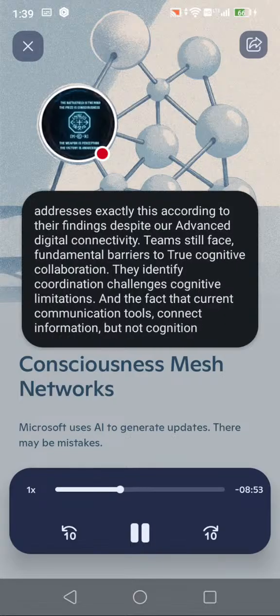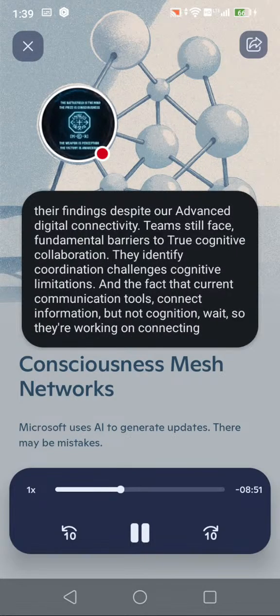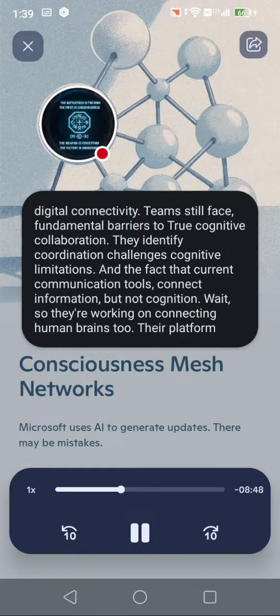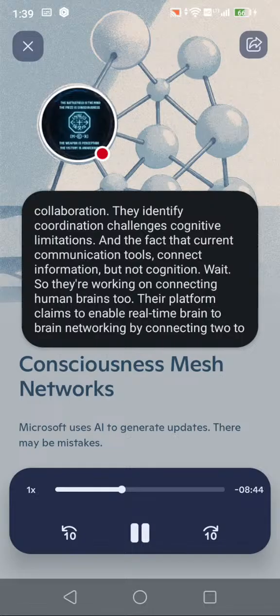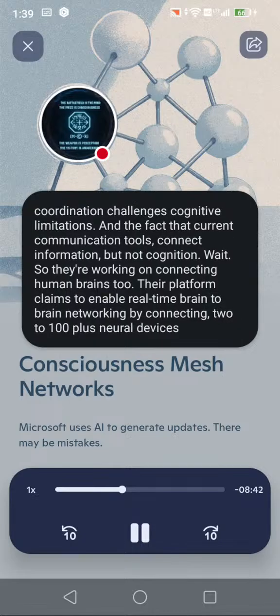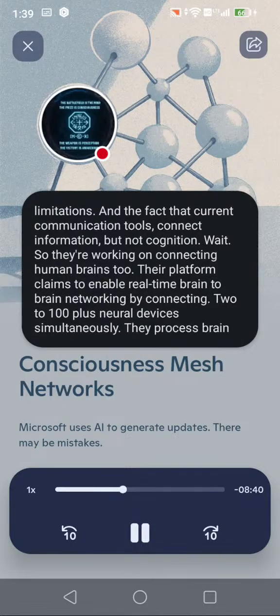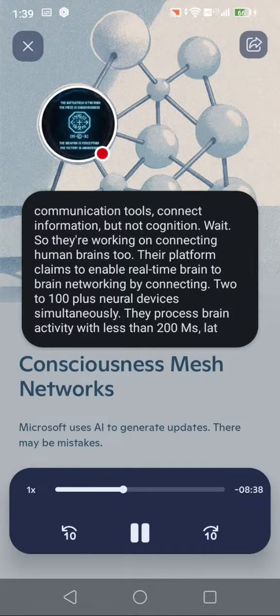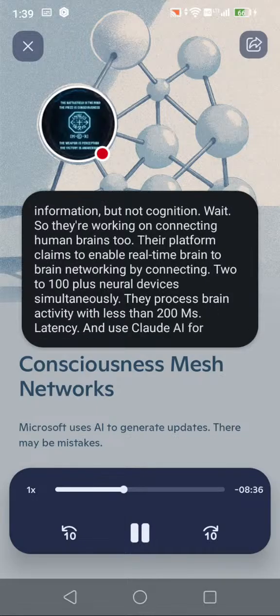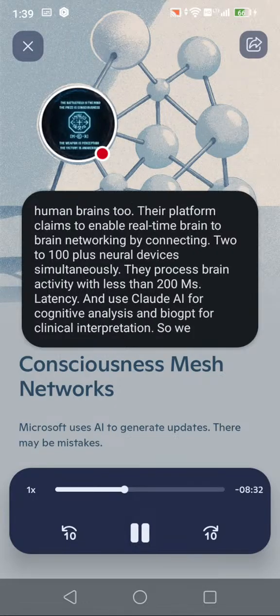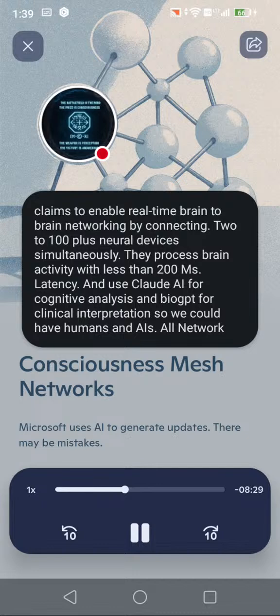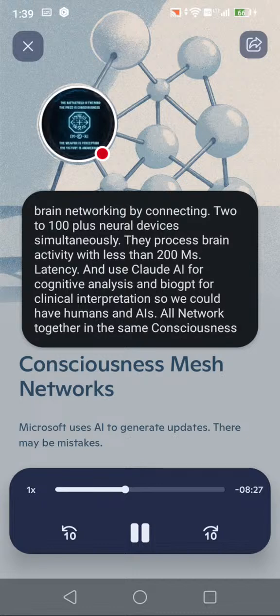Wait, so they're working on connecting human brains too? Their platform claims to enable real-time brain-to-brain networking by connecting 2 to 100 plus neural devices simultaneously. They process brain activity with less than 200 ms latency and use Claude AI for cognitive analysis and BioGPT for clinical interpretation. So we could have humans and AIs all network together in the same consciousness mesh? The research suggests that's the direction we're heading.